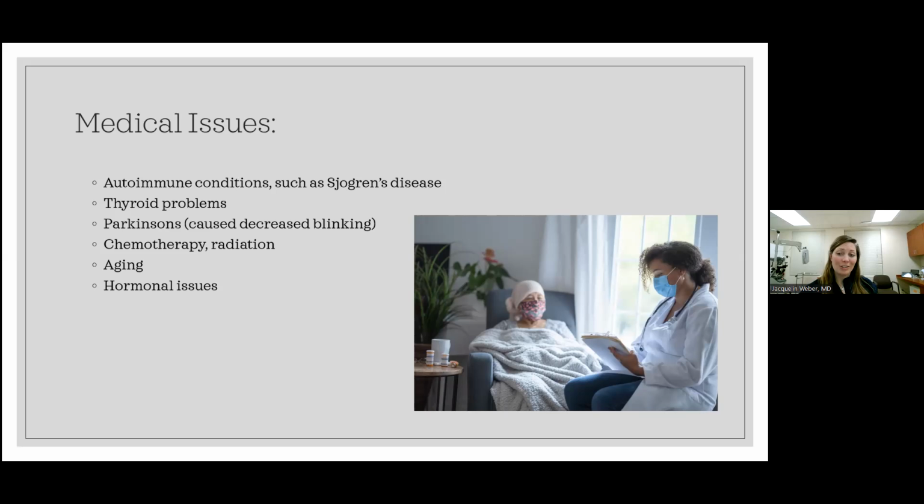And a rheumatologist can be helpful if you're suspicious of having an autoimmune condition such as Sjogren's disease, to help with further treatments. Other medical connections to dry eye include thyroid issues. So if you're on thyroid medication, sometimes that can predispose to dry eye. Having Parkinson's disease, which interestingly causes you to blink less often, can contribute to dry eye disease.